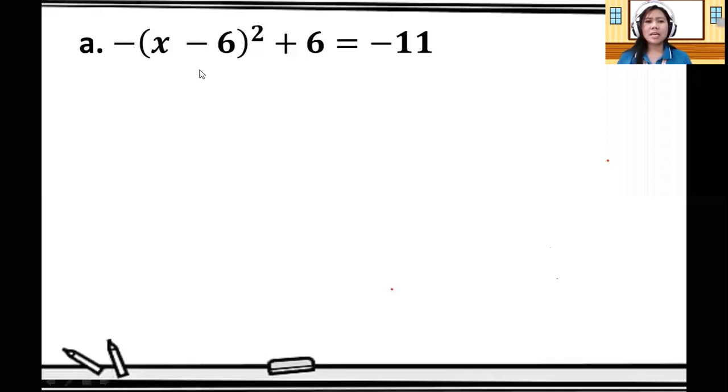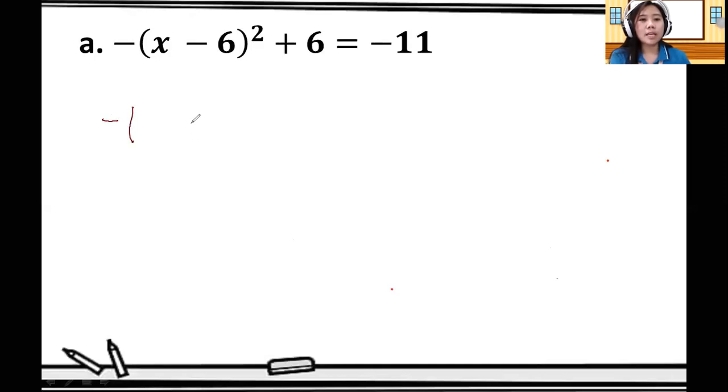So now, let's simplify this equation. But first, we need to transform it to the standard form of quadratic equation, which is ax squared plus bx plus c is equal to 0. As you can see, class, we have here a binomial factor. When we say binomial factor po, ito po ay may dalawang term sa isang equation. Negative, we need to simplify it first po. Let's expand the square root of x minus 6 for us to get the standard form of the equation.